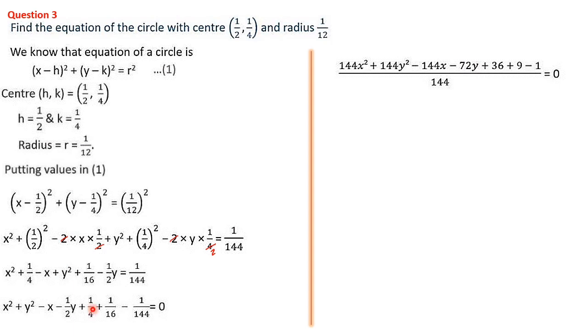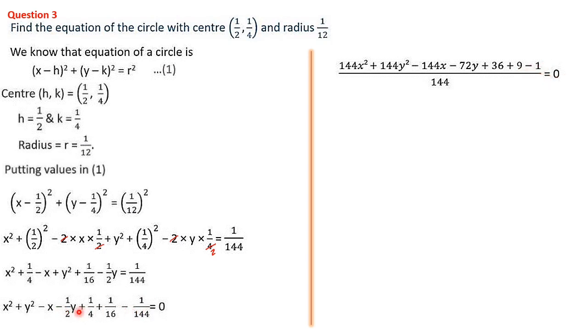Then here the denominator is 4. When we divide 144 by 4, we get 36. So you have to multiply here 1 into 36, that is 36. Then again here the denominator is 16. So 144 we have to divide by 16, we will be getting 9. So that 9 you have to multiply here, 1 into 9 is 9. Minus, here the denominator is 144, same as our common denominator. No need of multiplication. Directly we can write minus 1 equal to 0.